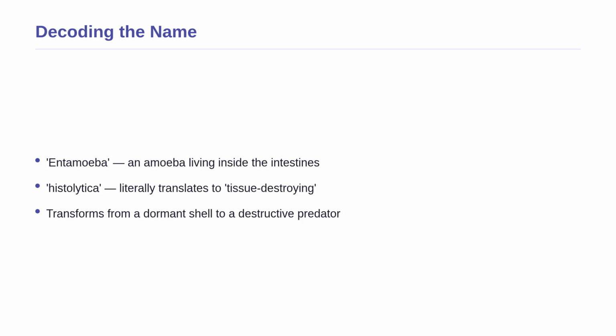Now that we know what this parasite does, let us look at its name, which tells you exactly how it behaves. The word Entamoeba refers to an amoeba living inside the intestines. The species name, histolytica, is even more descriptive. It literally translates to tissue destroying, where histo means tissue and lytic means destroying. This perfectly describes its nature as a destructive, tissue-eating predator that feeds on your own cells once it establishes itself inside your body.